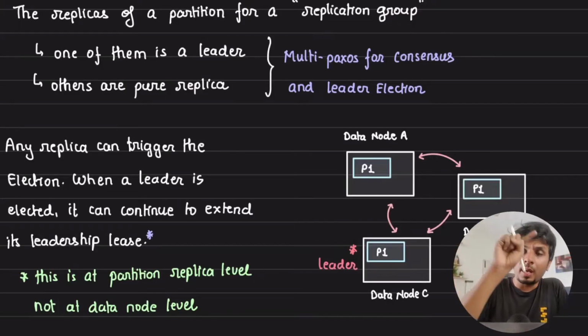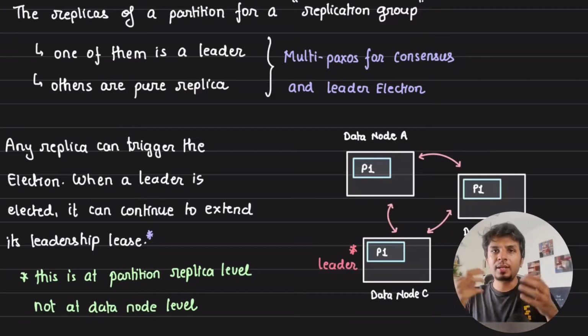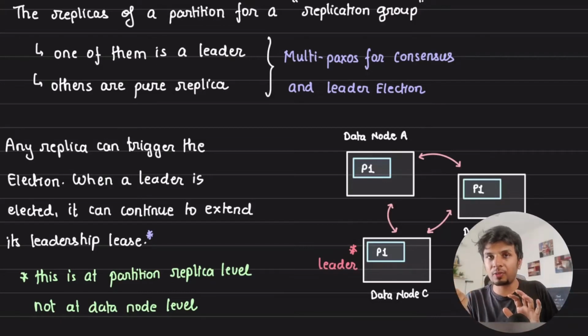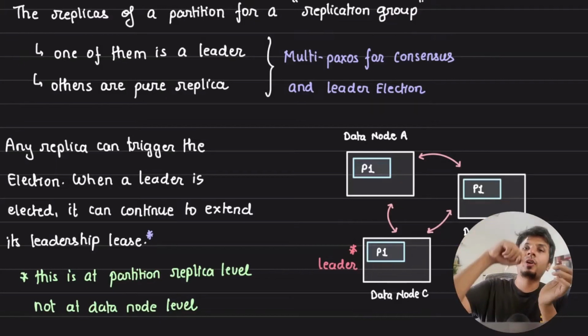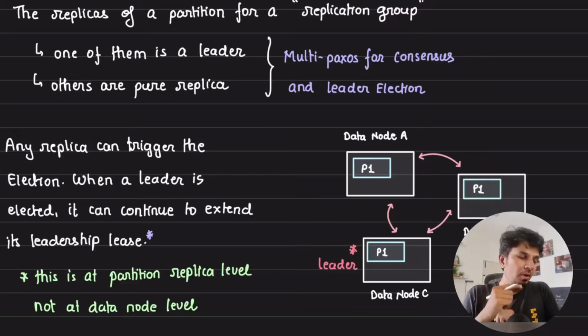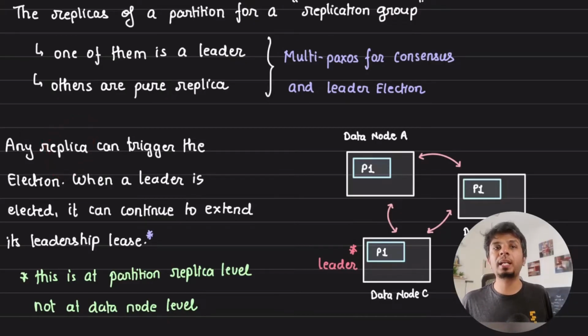And because you have leaders and followers, there would obviously be some sort of leader election happening. In case a follower goes down, a new follower is brought up. In case a leader goes down, one of the followers becomes the new leader. So when a replica detects that the leader is down, what would the replica do? A replica would initiate a leader election.